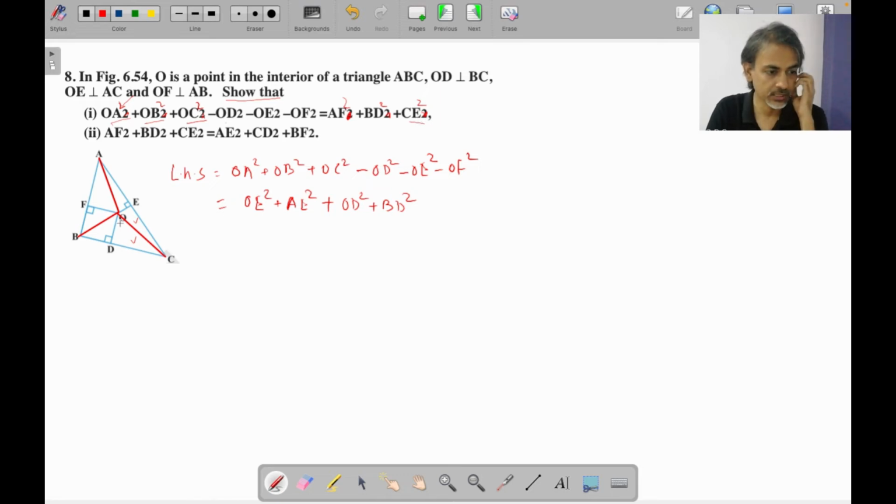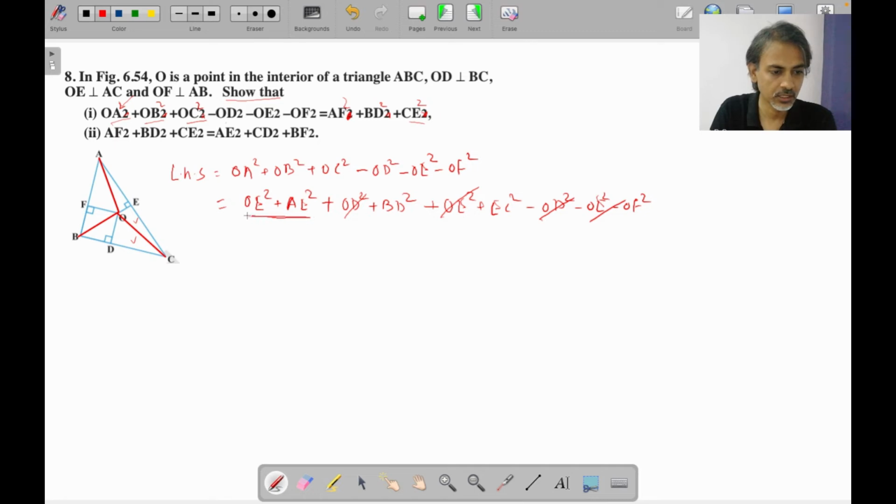CE is in this triangle, so we will go into this triangle OEC. In OEC, OC square is nothing but OE square plus EC square, and now we have other terms like OD square minus OE square minus OF square. So OD square is cancelled, OE square is cancelled, and you can see here what I have taken over here.